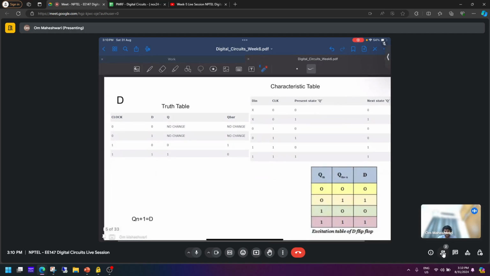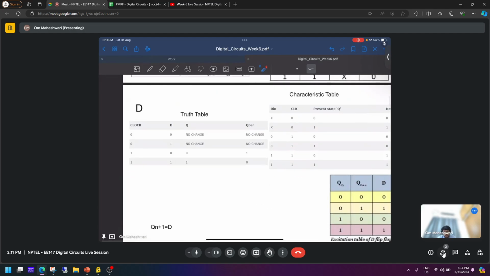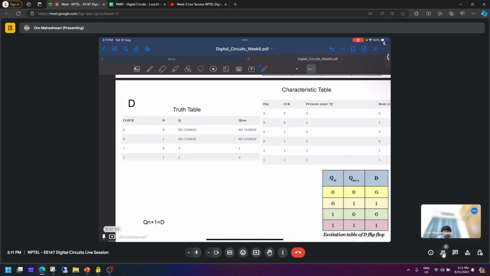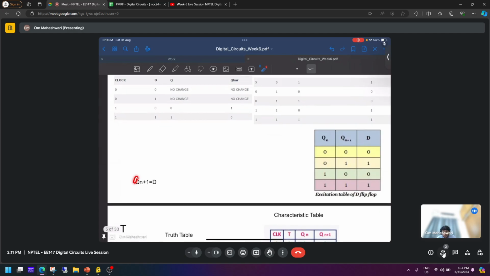Another kind of flip-flop is the D flip-flop. The D flip-flop is a very simple flip-flop. In the D flip-flop, whatever is D is the same as the output. So if input is 0, output is also 0. If input is 1, output is also 1 when clock is 1. So the characteristic equation for D is simply Qn plus 1 equals whatever is the input, that is D.